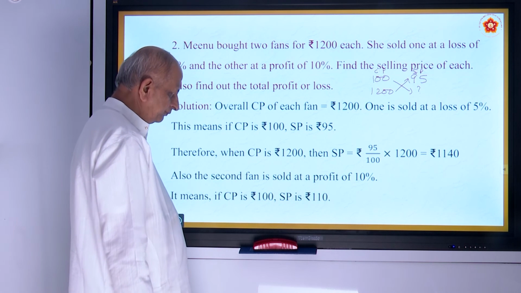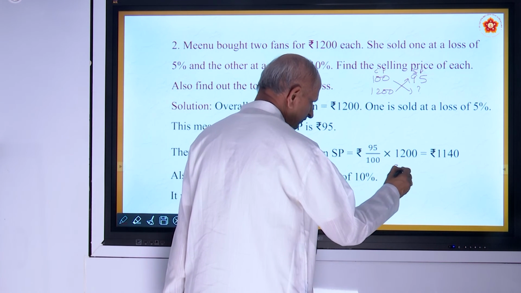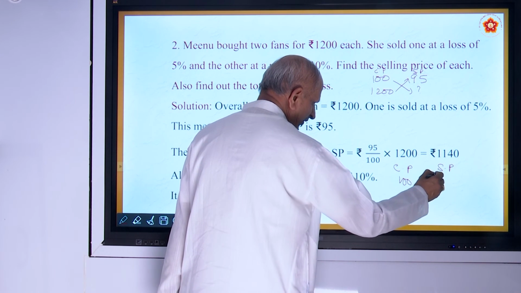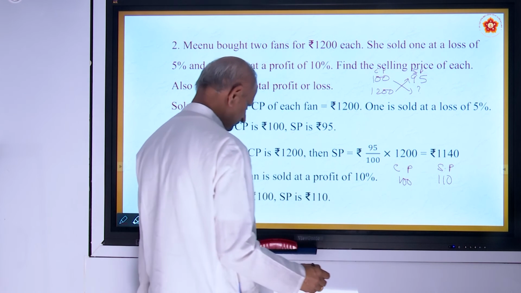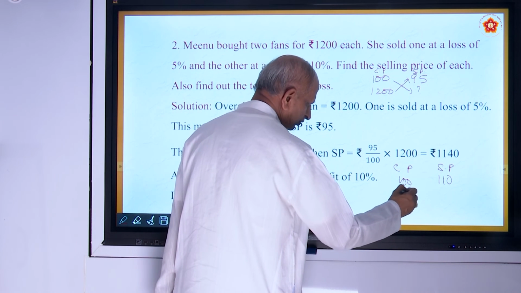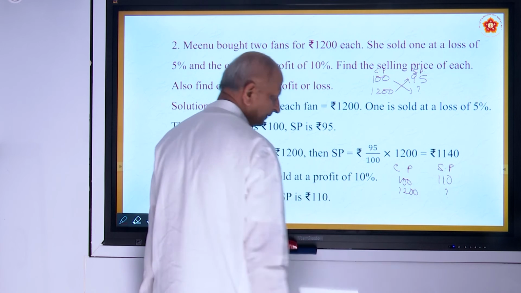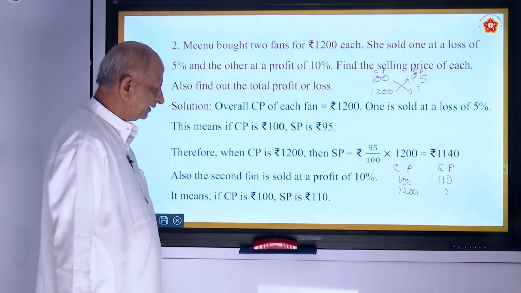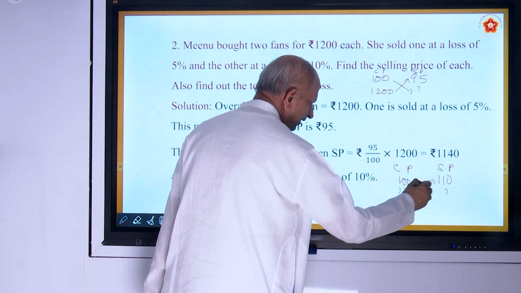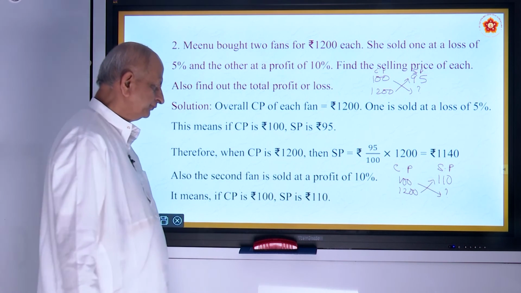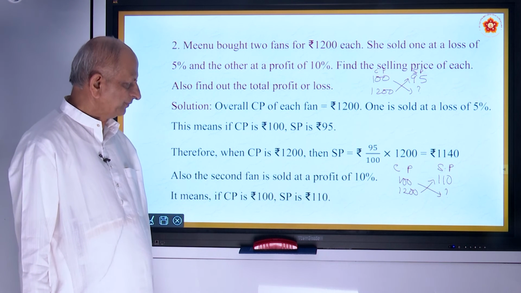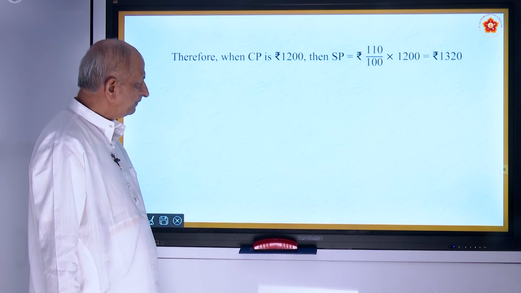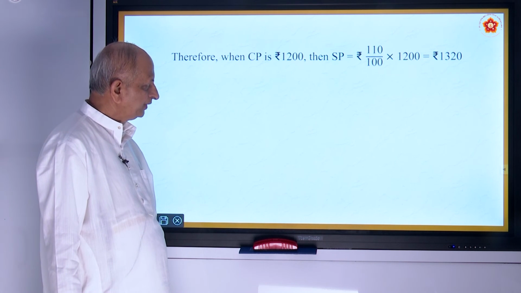Means what? If 100 rupees is the cost price, profit 10% means 110. Now what is the cost price actually? 1200. So what is the selling price? Are you following? So multiply that 1200 into 110 by 100. Okay, how much does it come? It will be 110 by 100 into 1200, 1320.